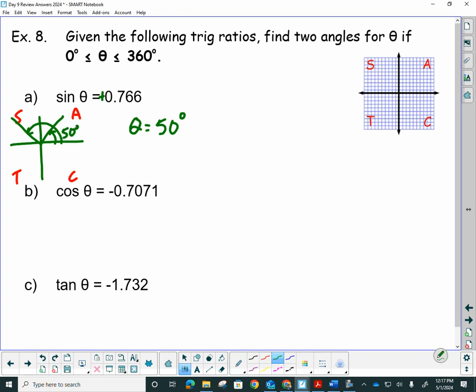And it's right. The calculator is telling me that it's 50, but it can't tell us that there's another answer. Not only is that 50, but the related acute angle over here is 50, making this entire thing 180 minus 50, and that means the other angle is 130 degrees.